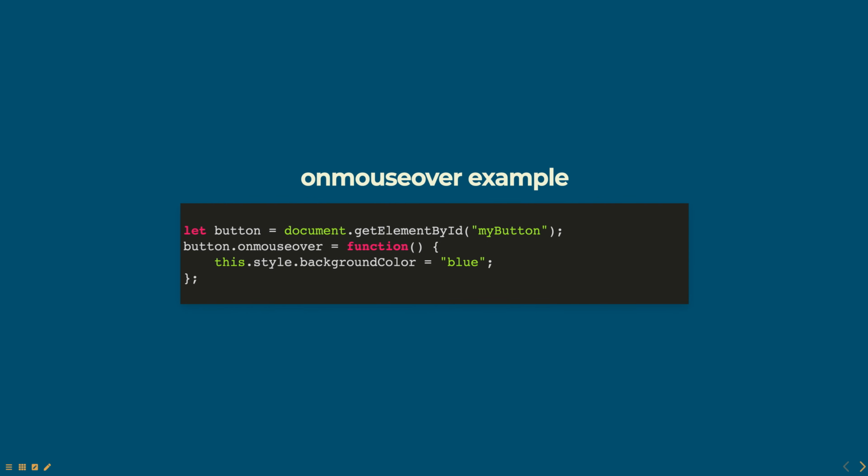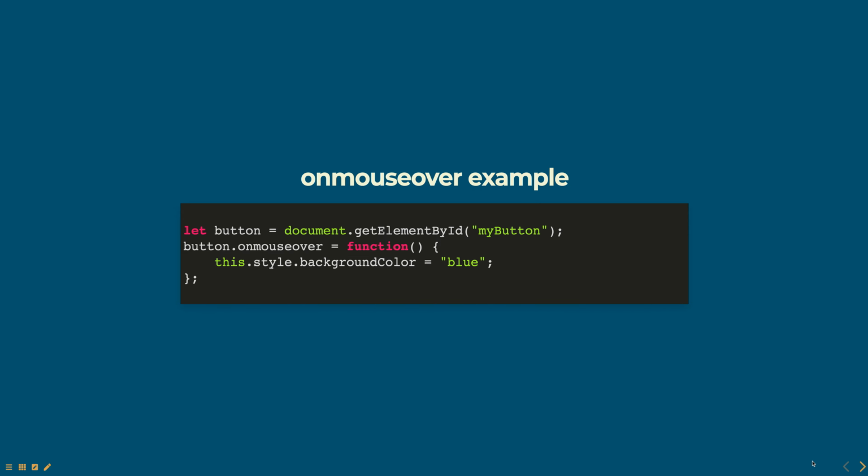For example, you can use the onmouseover event to change the background color of a button when the mouse pointer moves over it. In this example, the onmouseover event is attached to the button element with the ID myButton using the onmouseover property. When the mouse pointer moves over the button, the function inside the onmouseover event will be called and will change the background color of the button to blue.